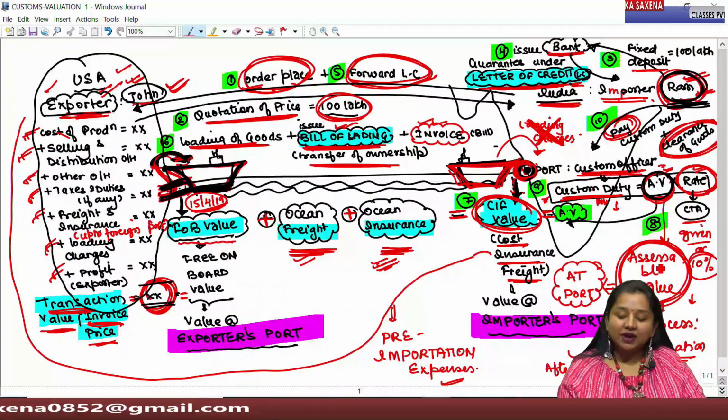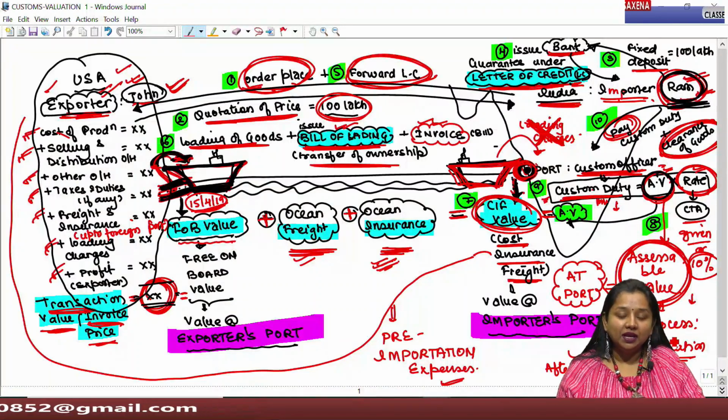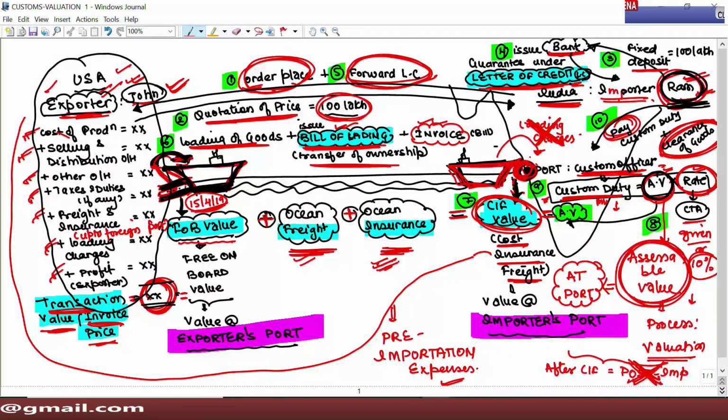Assessable value is the value at which we have to compute duty, and since duty has to be computed at the Indian port, this assessable value shall be taken as the aggregate of all the expenses incurred from the beginning till the delivery of goods at the Indian port.